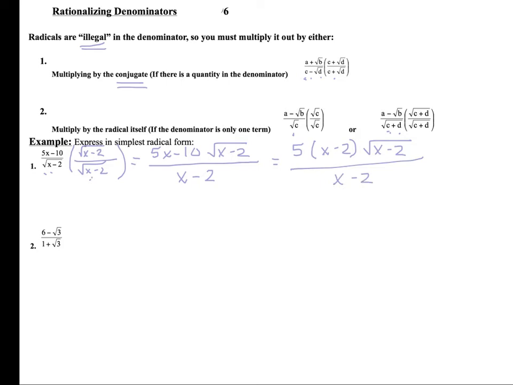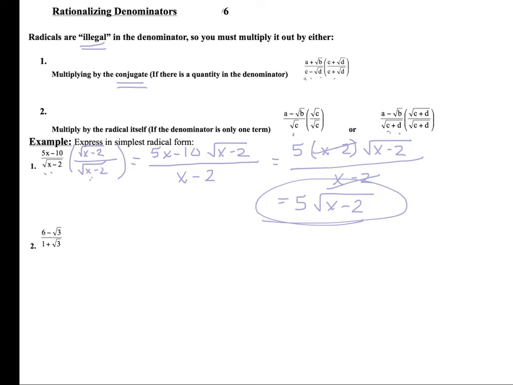Now I have the same quantity, x minus 2 and x minus 2. I can't cancel with the x minus 2 underneath the radical because it's not outside the radical. Since it's underneath the radical, it's not going to do anything. So I'm just going to be left with 5 times the square root of x minus 2 would be my answer.